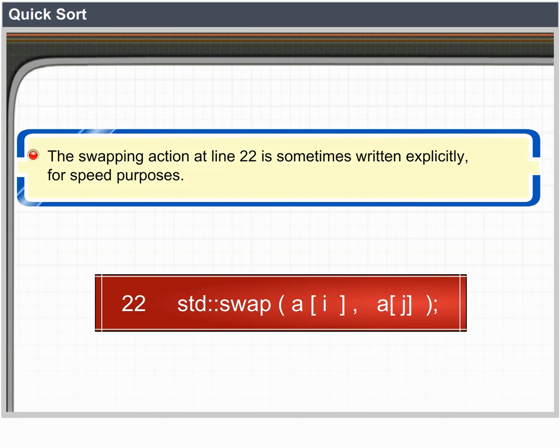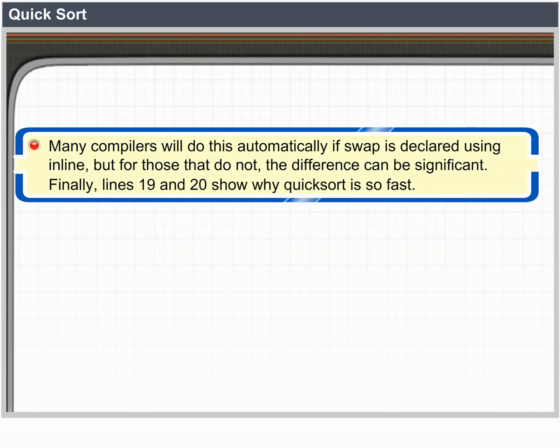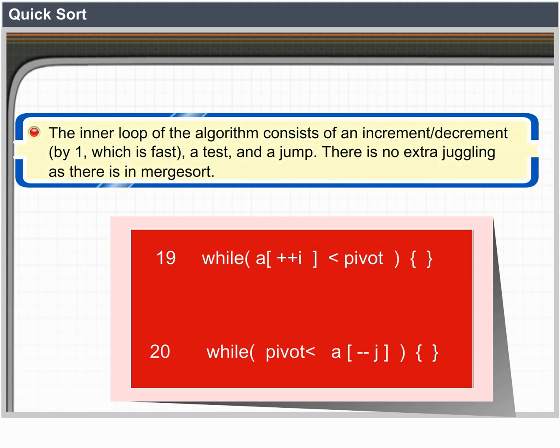For the algorithm to be fast, it is necessary to force the compiler to compile this code inline. Many compilers will do this automatically if swap is declared using inline, but for those that do not, the difference can be significant. Finally, lines 19 and 20 show why Quicksort is so fast. The inner loop of the algorithm consists of an increment or decrement by 1, which is fast, a test and a jump. There is no extra juggling as there is in merge sort.